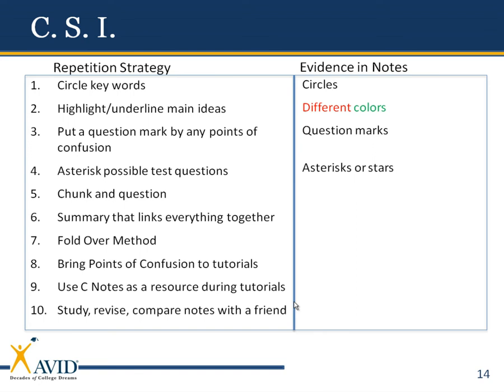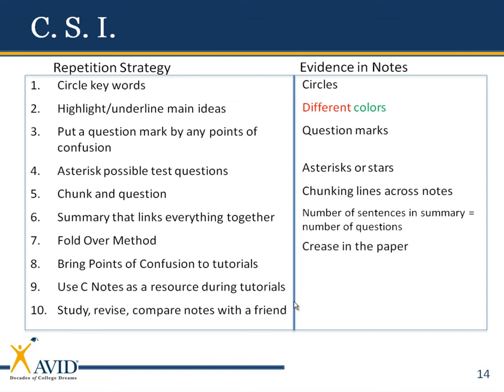Okay, what about number 5, chunking and questioning? Well, if I'm going to chunk, I should be able to see chunking lines all the way across my notes. If I'm going to write a summary that links everything together, maybe the number of sentences in my summary should be the same as the number of questions that are on my page of notes. If I'm going to do the fold over method, some pretty good evidence there is actually having a crease in the paper. And then the last 3 all refer to tutorials, and so I should be able to look at a TRF as evidence that you're using repetitions in your notes.